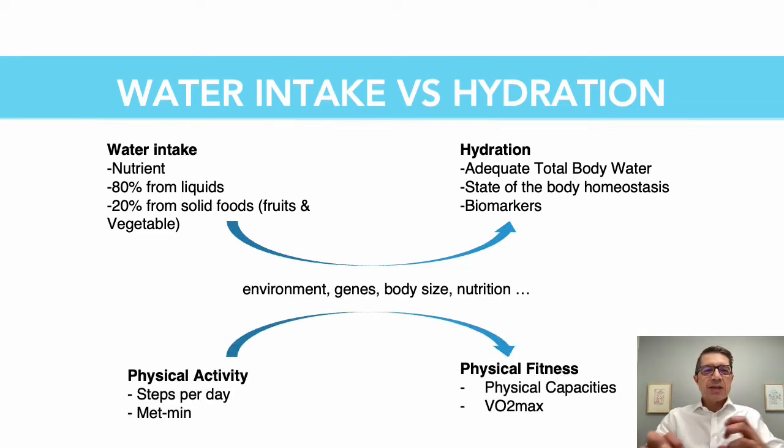On the other side, we have a paradigm where we have physical activity and fitness. Physical activity is how much exercise you do, how many steps you do per day, the minutes per week that you do. And on the other side, we have physical capacity: your endurance, your strength, your VO2 max value. You need physical activity to build your VO2 max, but of course it depends on your size, the environment, the genes, your nutrition, etc. That could have an impact. So think of water intake and hydration as the equivalent of physical activity versus physical fitness.